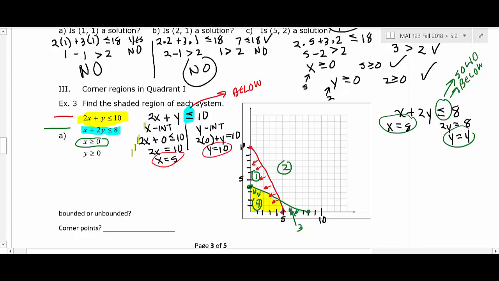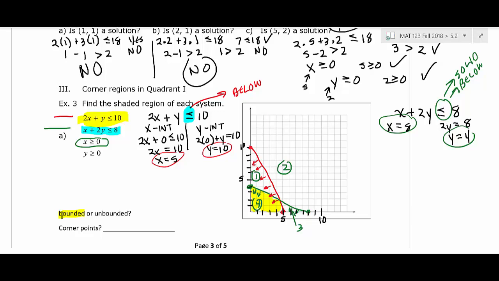Now, what this means is we're bounded. What I mean by bounded is that you can draw a circle around that. This has boundaries. If you shaded up here, it would go on forever. That would be unbounded. If you shaded in that triangle, it's bounded. The only time it's unbounded is if the shaded region goes on forever in some direction.